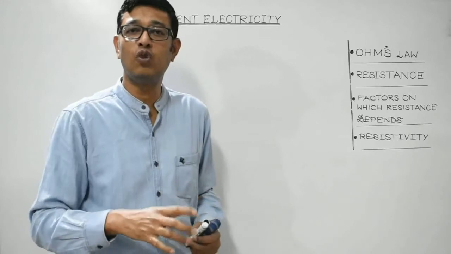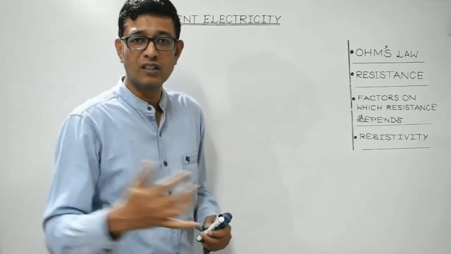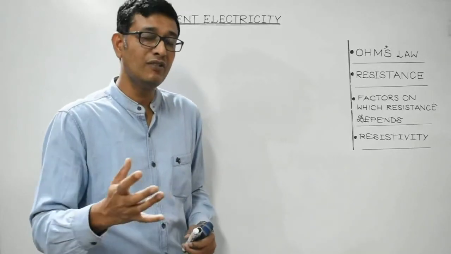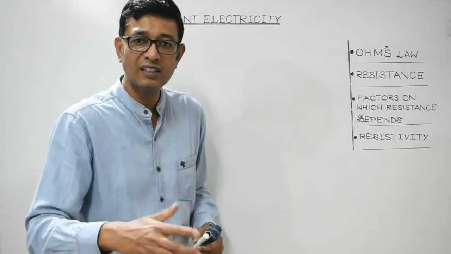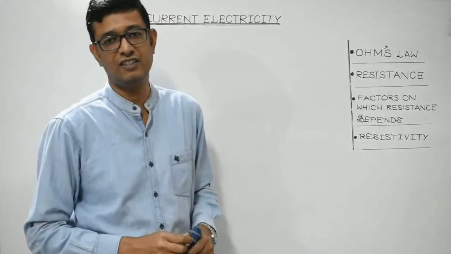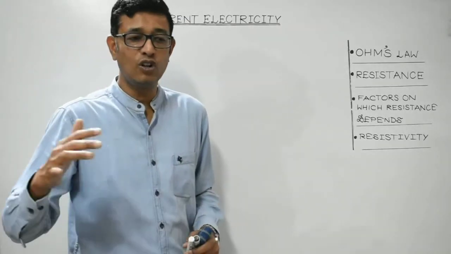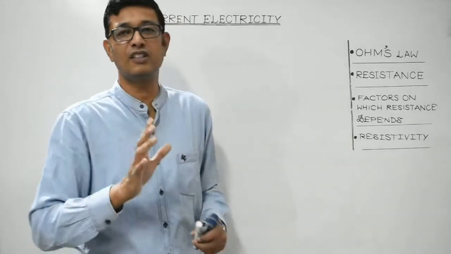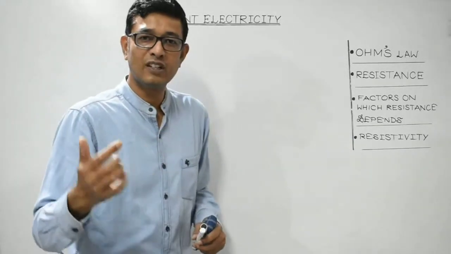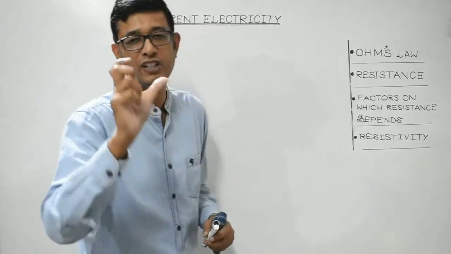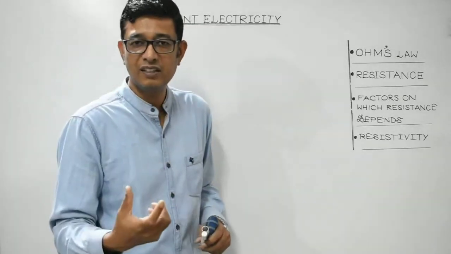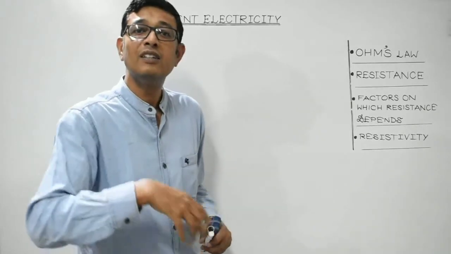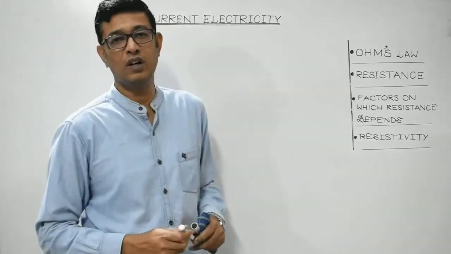We are aware of water current. Flowing water produces water current in a river, isn't it? Similarly, flowing charge produces electric current in a conductor. And in order for water or fluid to flow, pressure difference is required. In order for heat to flow, temperature difference is required. Similarly, in order for the current to flow through a conductor, the potential difference is required, right?